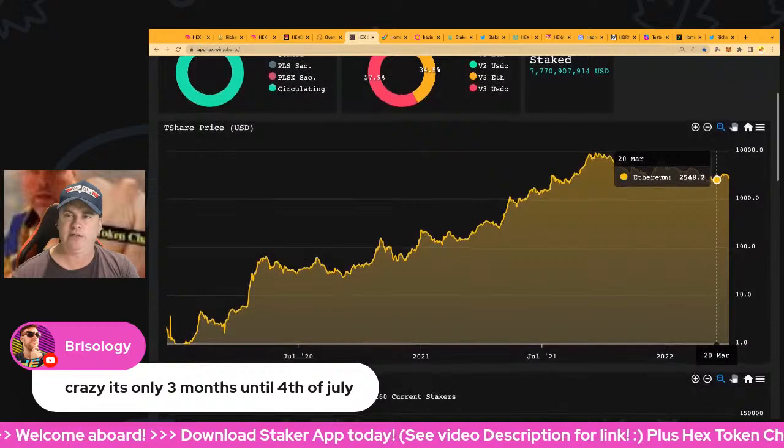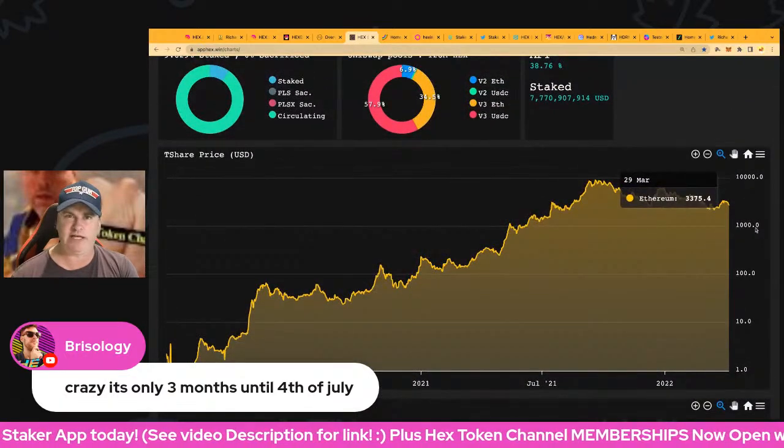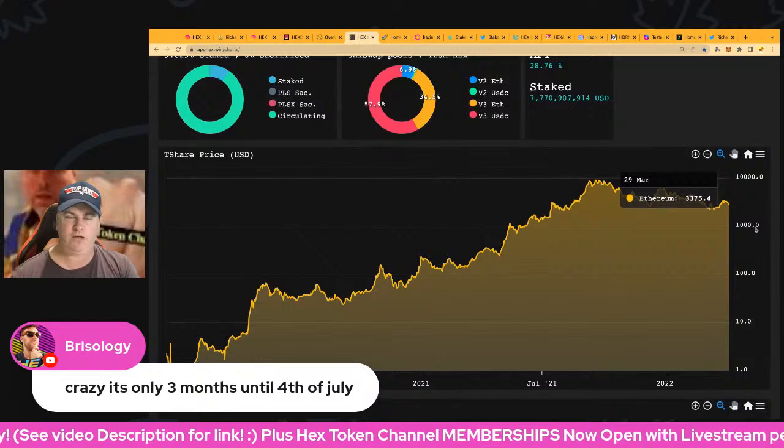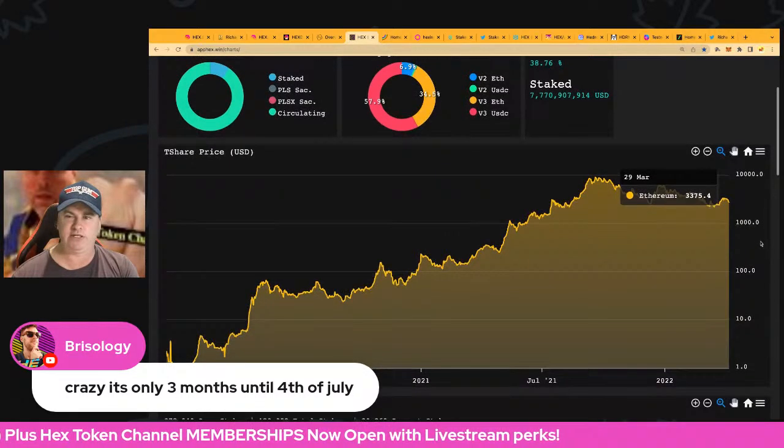you can see it's really, really growing. And of course, this is going to be supercharged when Pulsechain launches, because Hex will be copied over to Pulsechain. And of course, there'll be so many users on Pulsechain. It's going to be crazy.